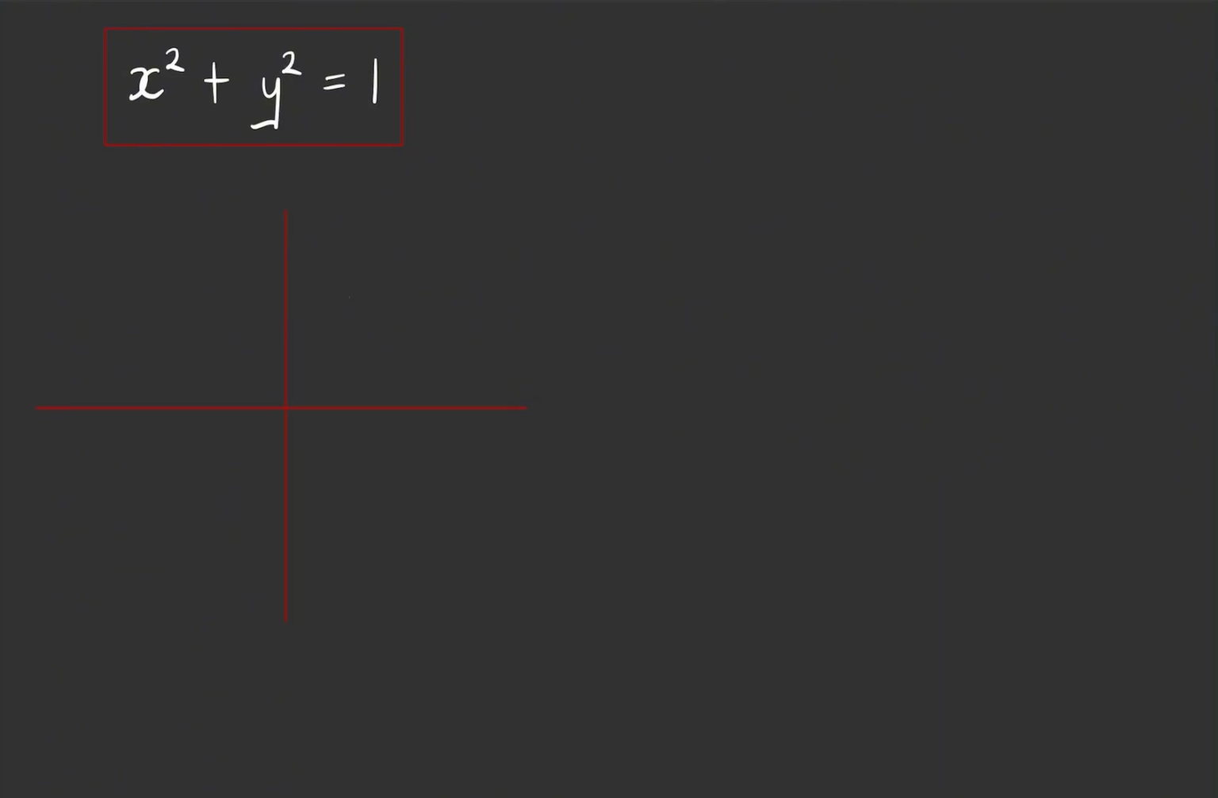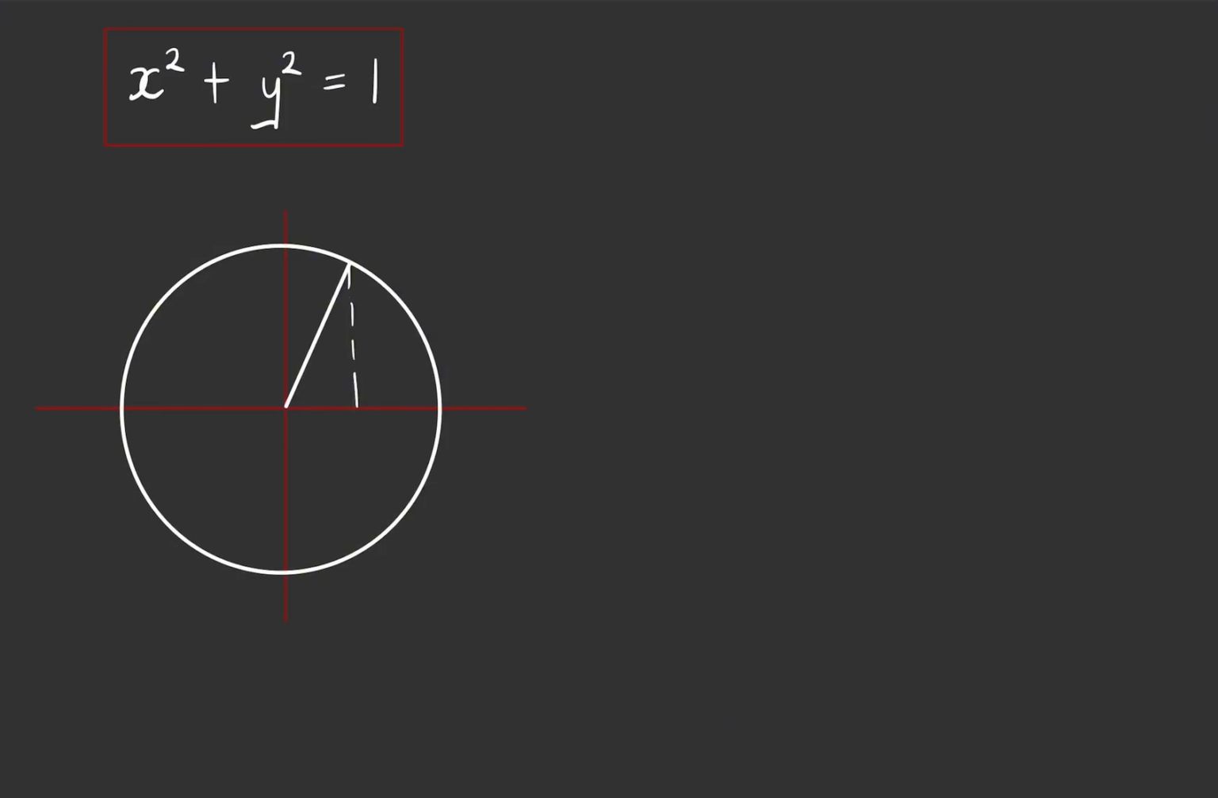Unit circle is a circle with radius of 1. That means the distance from the center of the circle to the circumference of the circle is 1 unit. If I project a line from the point where the radius and the circumference meet down to the horizontal axis, we end up with a right angle triangle. And I can call the angle between the radius and the horizontal axis theta.